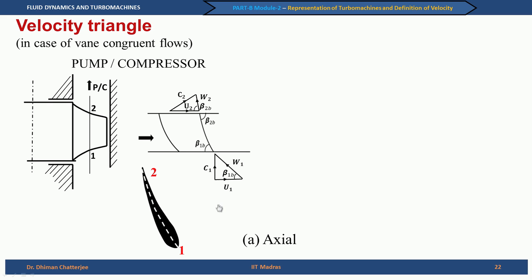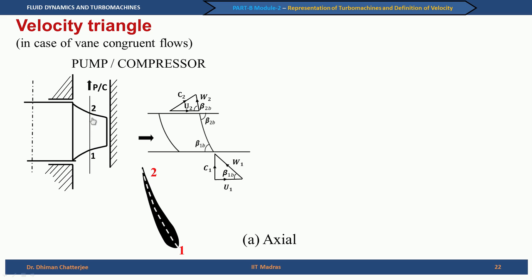So, we see that in case of a pump, the flow is from bottom to top, and we know that in the direction of the flow, in case of a pump, the pressure increases, and hence the outlet of the pump is at a higher pressure than the inlet, and we put the outlet at 2 and inlet at 1.